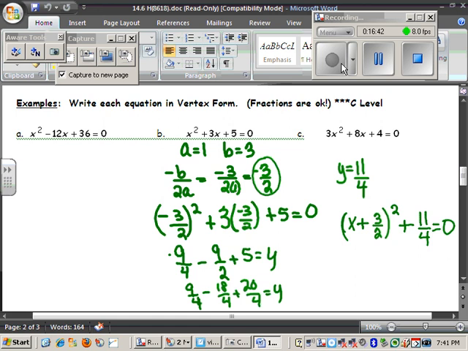Go ahead and take a second. If you need to compare this with your notes or you need to write this down, you may want to stop the video for just a second to freeze everything. And I will erase it and then go on to the C problem.